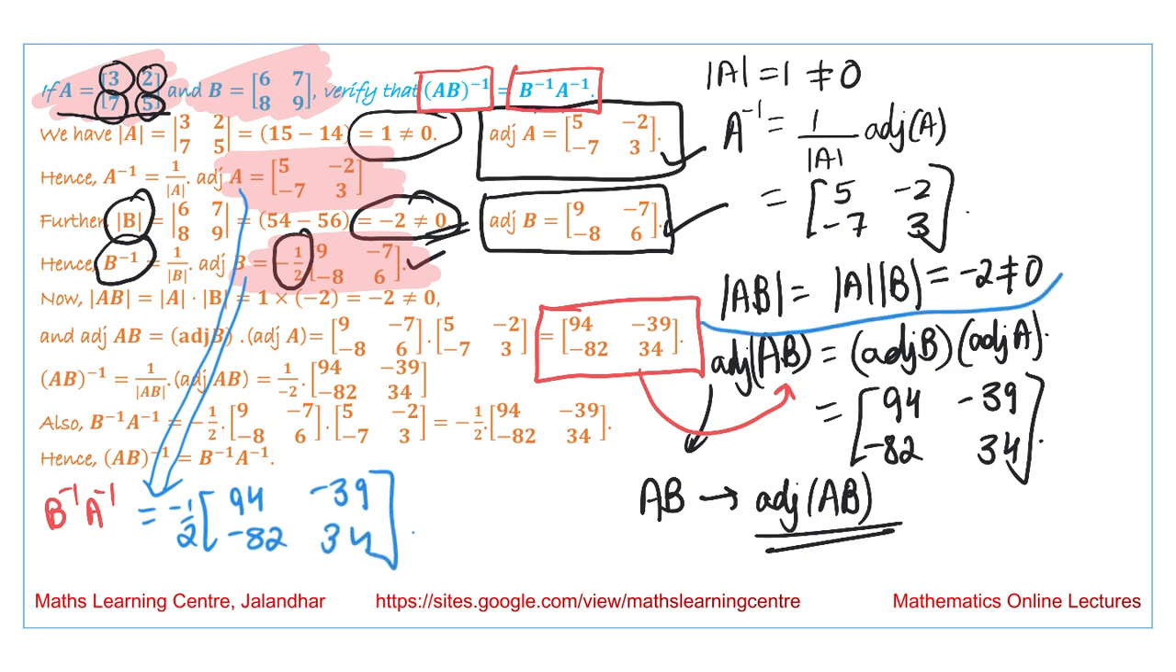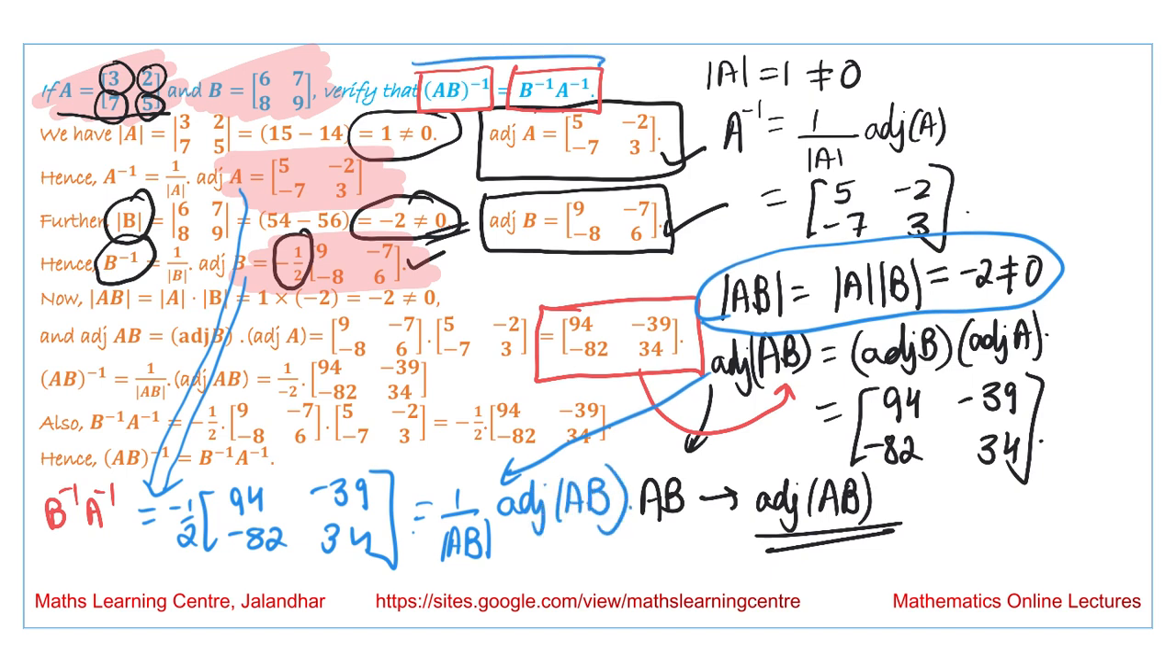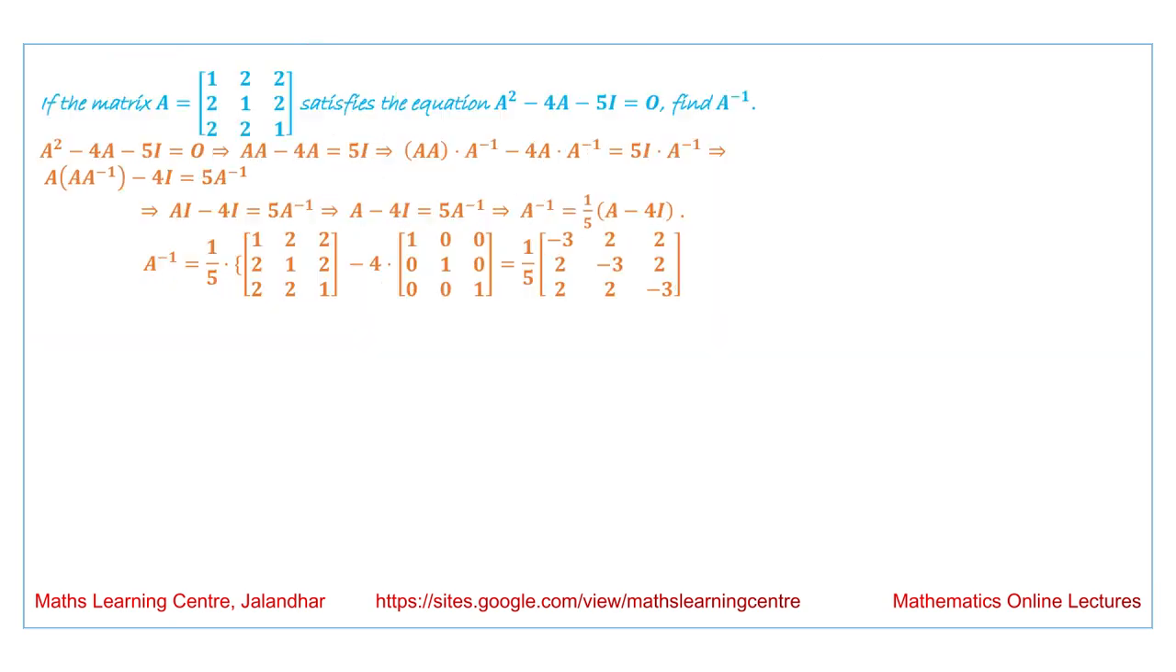Determinant of AB is minus 2, so 1 by determinant of AB is minus 1 by 2. So what we get is this is equal to 1 by determinant of AB into adjoint of AB, and this is what we have to prove. This is what we are being asked to prove, that (AB) inverse is equal to B inverse into A inverse.